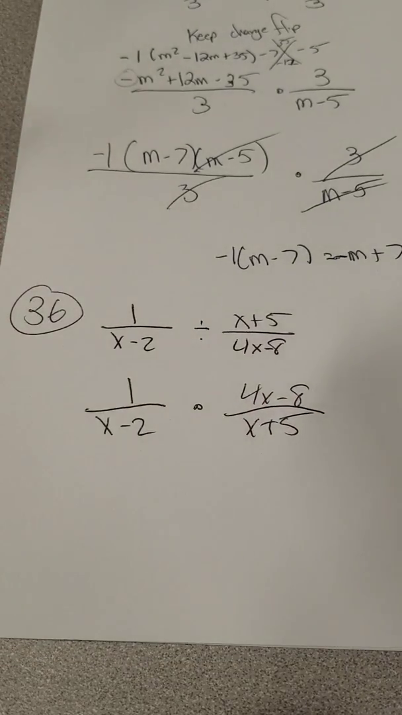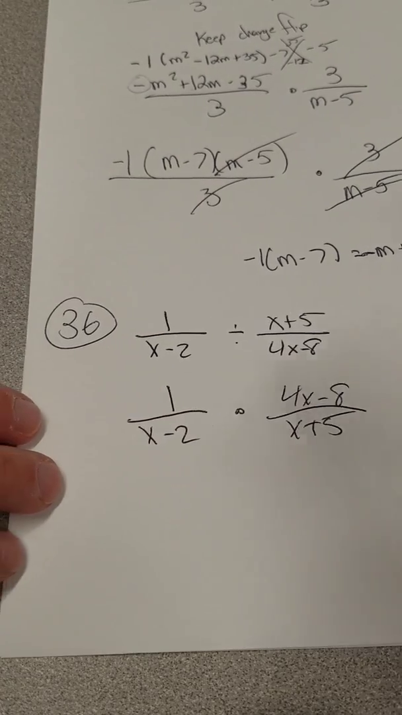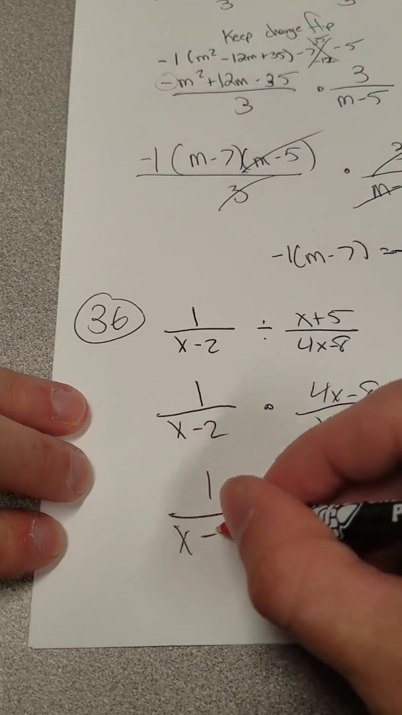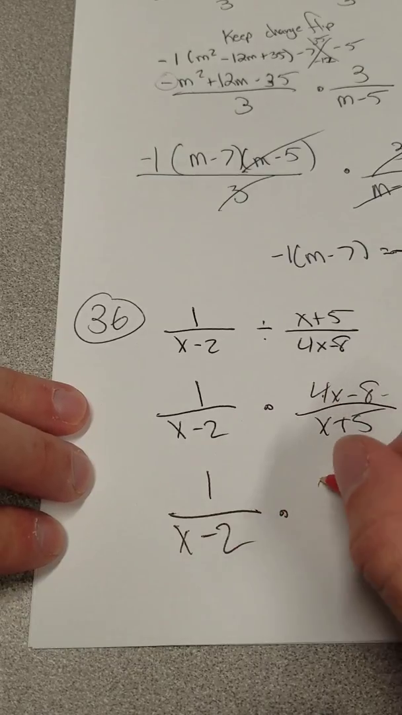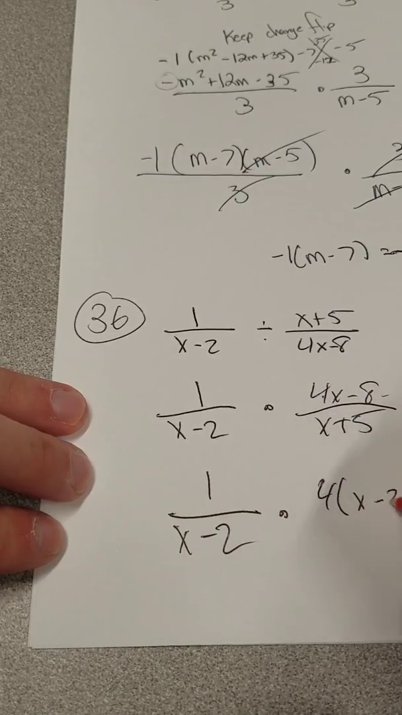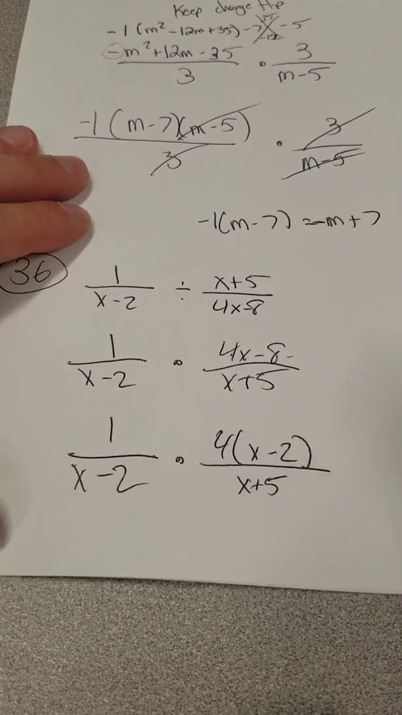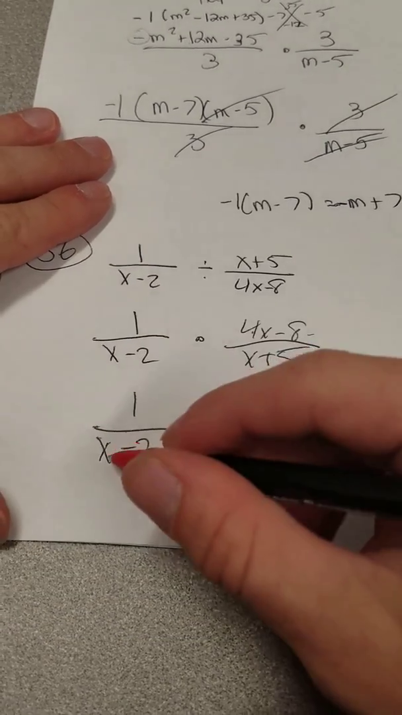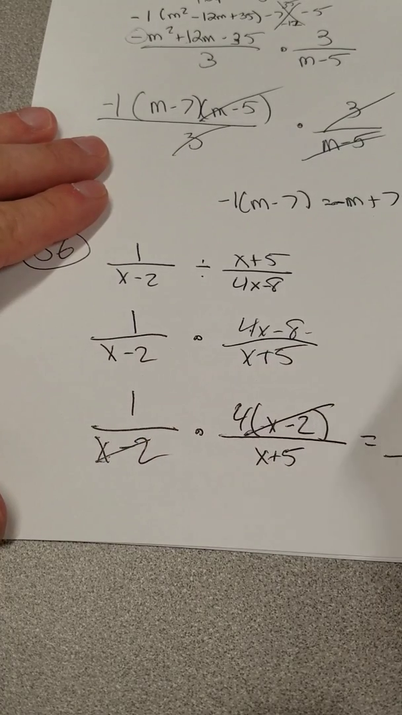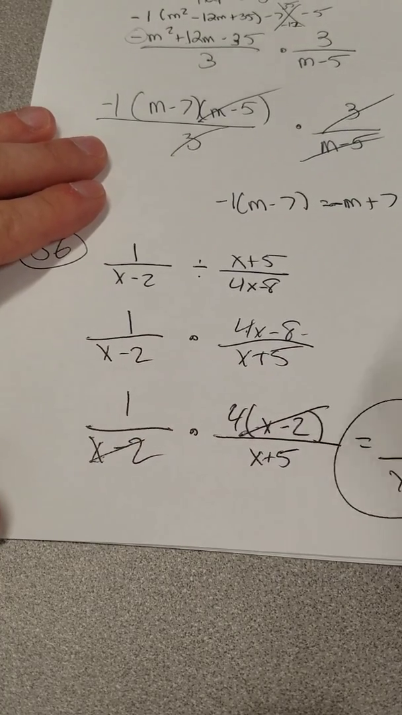Now, two terms, factor out GCF. Three terms, do X games. So none of this over here simplifies. 4 and 8, factor out a 4, so that's X minus 2. X plus 5 doesn't simplify. Cancel out what they have in common, so that's the X minus 2's. So we're left with 4 over X plus 5. That's our answer.